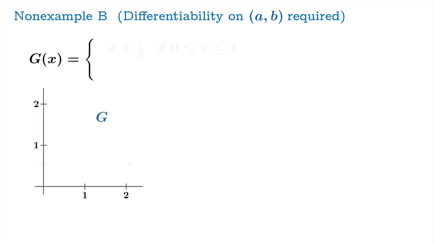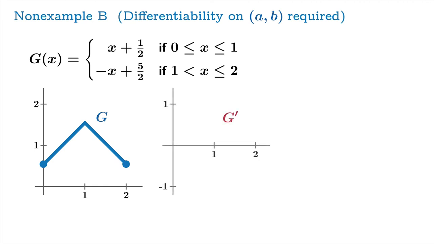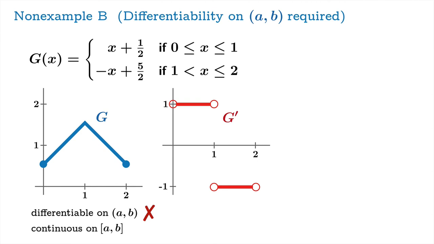So we'll define a function g this time. We'll define g of x to be x plus a half if x is between 0 and 1, and then we'll make a transition to the formula negative x plus 5 halves if x is between 1 and 2. So this function is not differentiable at either endpoint, of course, and it's not differentiable at 1 either. It has the same sort of problem that the absolute value function has at the origin. It's got a pointy place. So we notice then that the function fails to be differentiable on the open interval. It is, however, continuous on the closed interval.